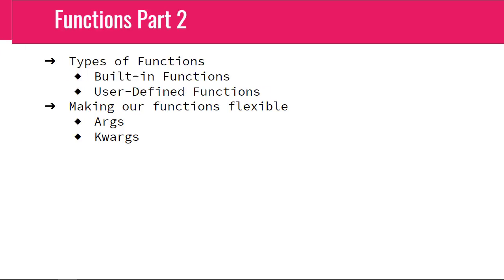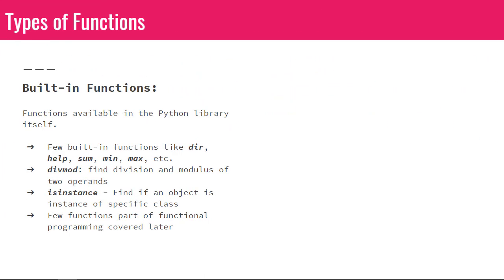Let's first understand the types of functions in Python. We have built-in functions, which are functions available in the Python library itself. Any programmer can make use of these functions to write their programs. We have already seen some of the built-in functions. We have seen the dir function, which is used to find all the attributes and methods associated with a specific type of object. We also saw the help function, which was used to find a small document on a specific function.